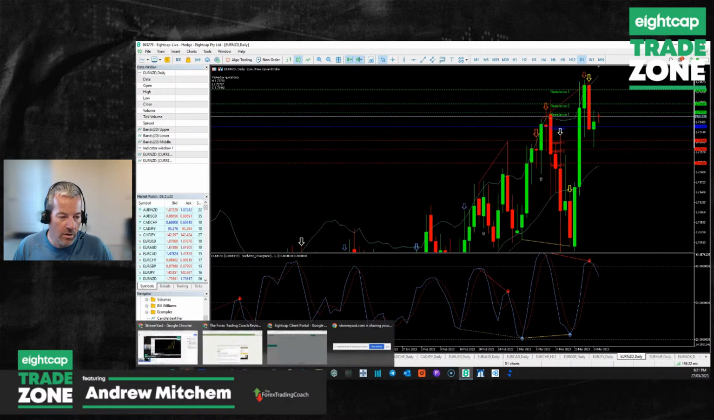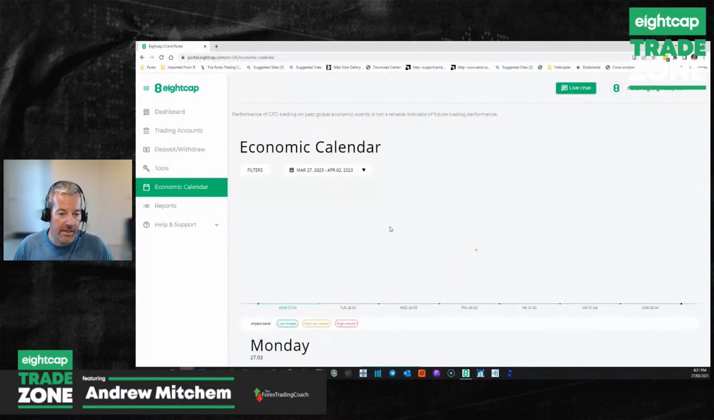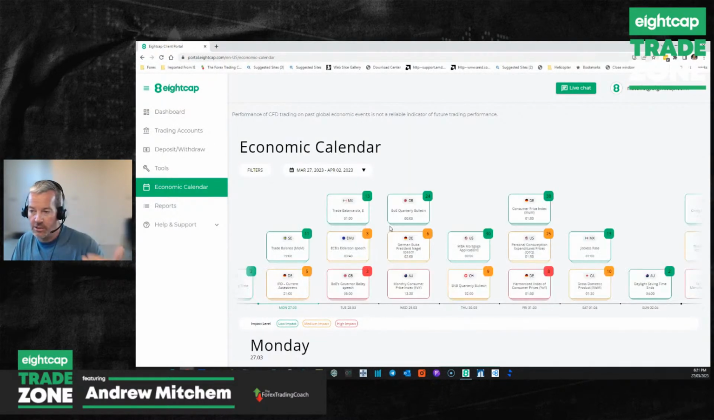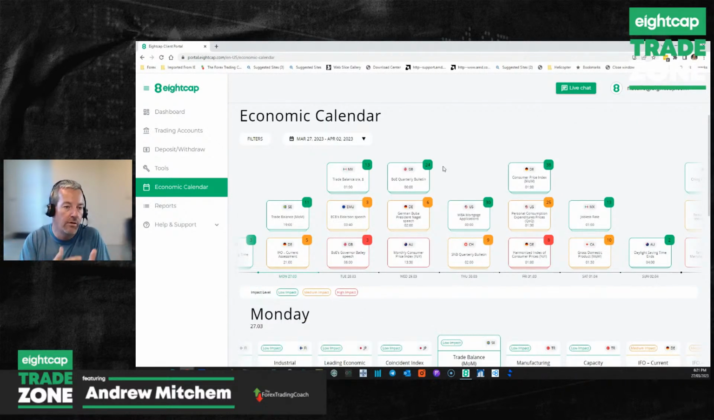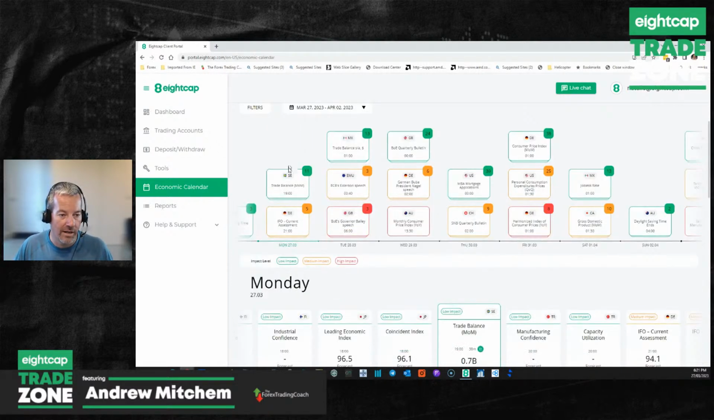For those of you who are technical traders, then you'll be looking at charts like I do. For those of you who are fundamental traders, or for those of you who like to look at both, I, as a technical trader, still am aware of the economic calendar and the events that are upcoming. I see the Eightcap. I've just put a link there into the comments tab that you can go and have a look at. This is a fantastic economic calendar that Eightcap provide. I'd strongly recommend you use it. You take advantage of it.